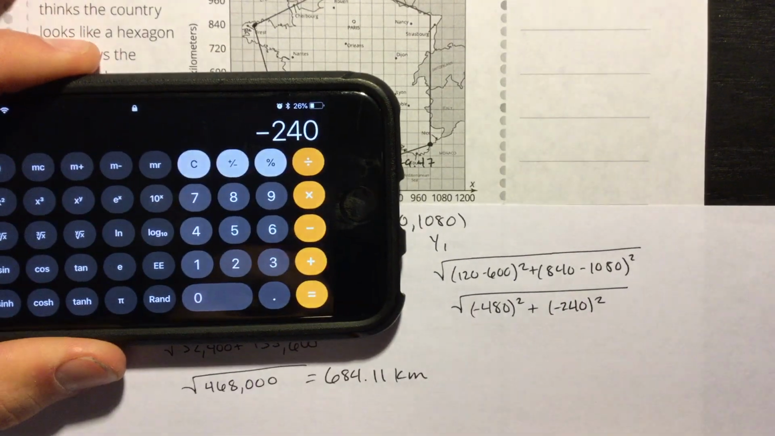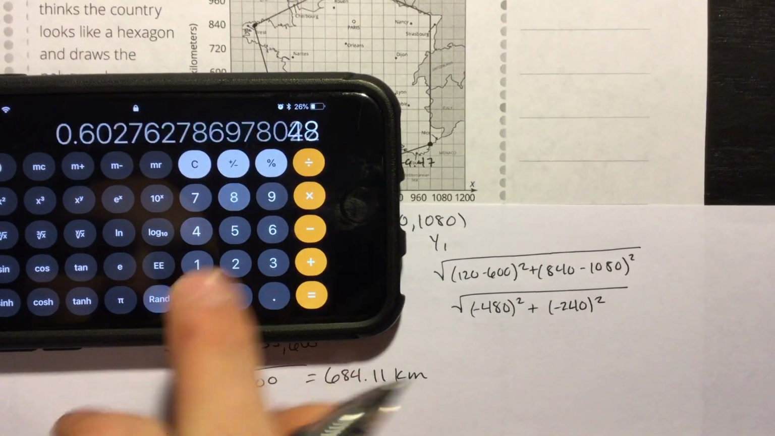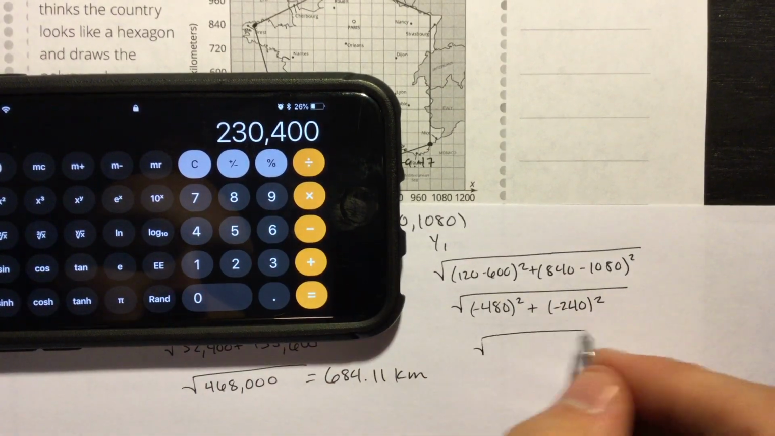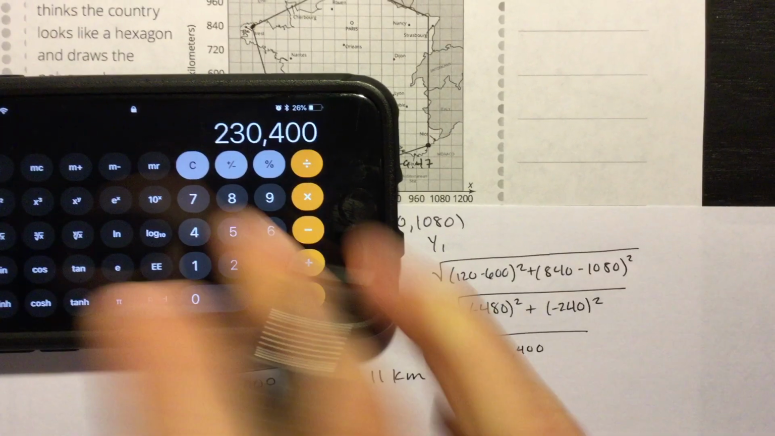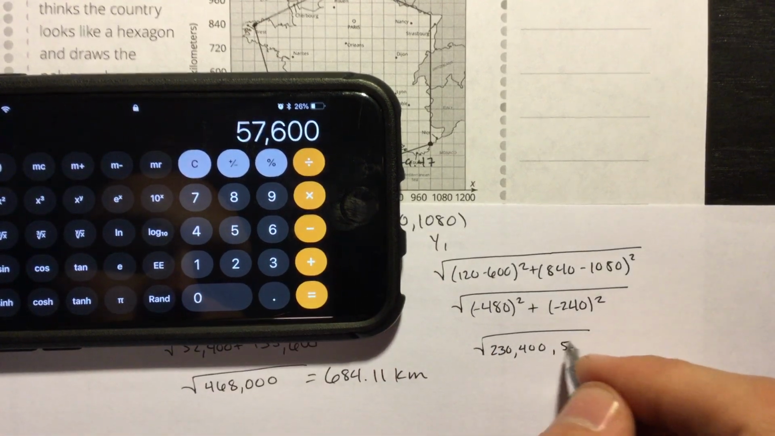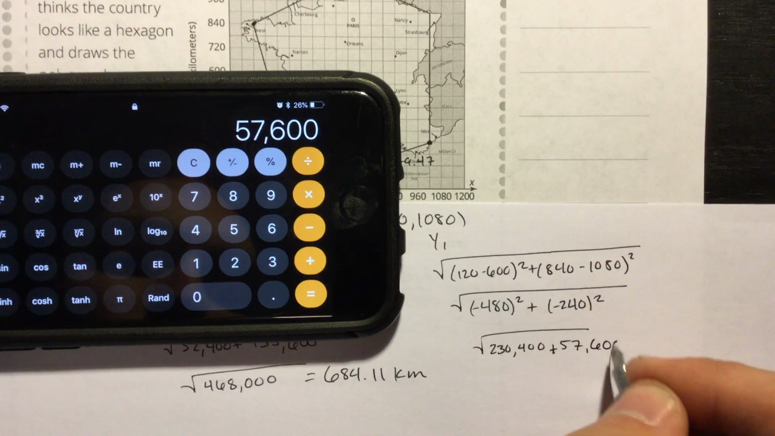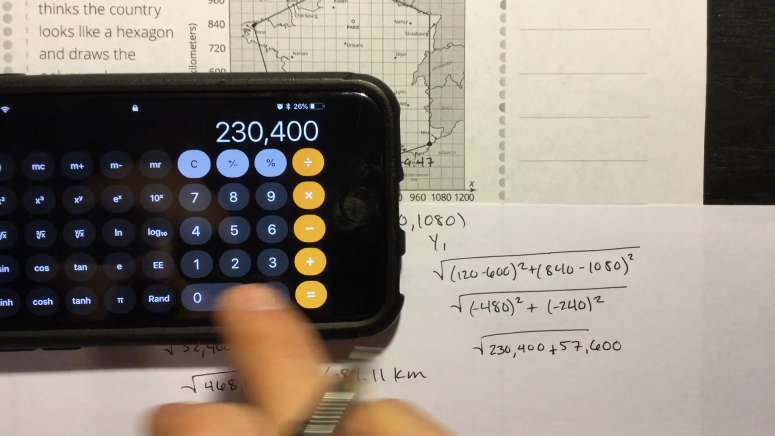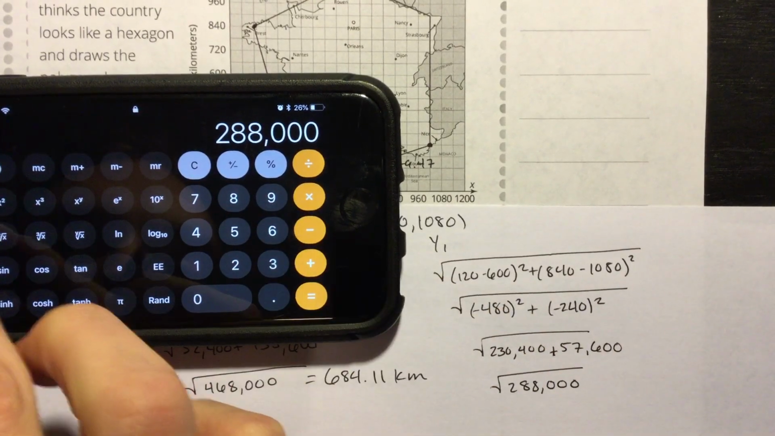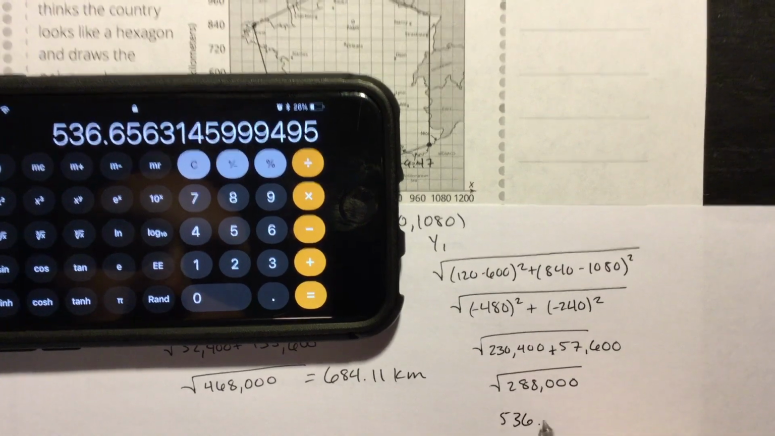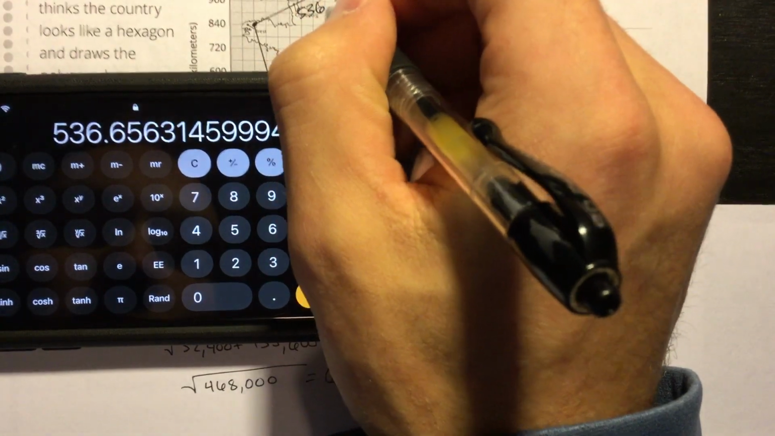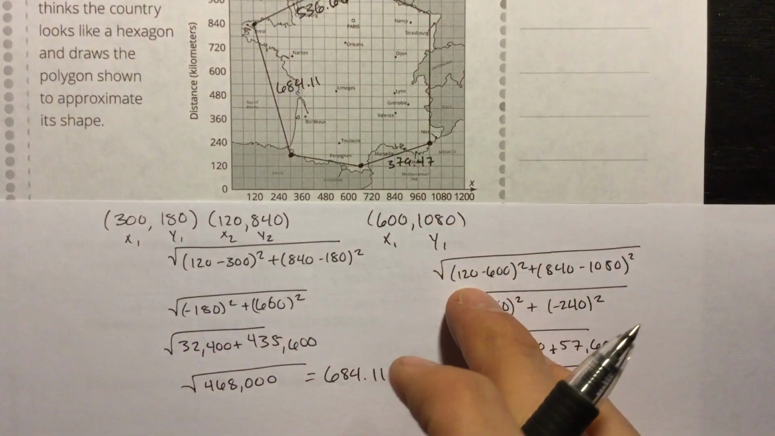Again, here, I'll be over here. So I'm not going to do negative 480 times negative 480 because it ends up being a positive anyway. So here we have 230,400, and then 240 times 240 is plus that. So now we add those together to get 288,000, and then the square root of that, boom, 536.66 kilometers. I'm going to go ahead and label that up here, 536.66. All right, there we go.